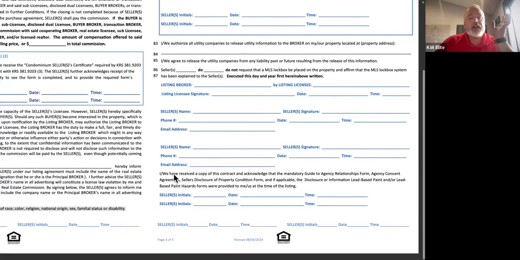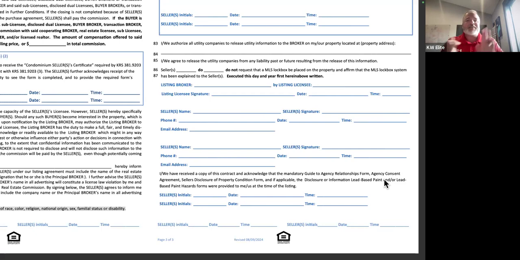And then the final, in addition to your initials down at the bottom, basically says that this is a contract and you have received a copy of this, that you have also filled out the guide to agency, the agency consent form, and seller disclosures, and if applicable, your lead-based paint disclosure. So it basically outlines to them, here's all the documents you should have signed. And yes, you do have to get a consumer guide. Yes, you do, or a guide to agency relationships. They changed the name of it and I can't ever remember the new name.